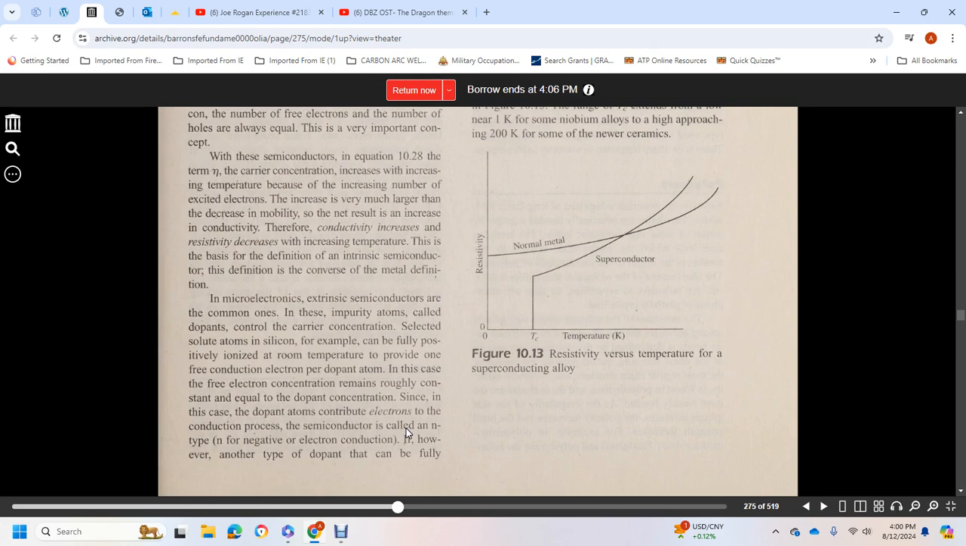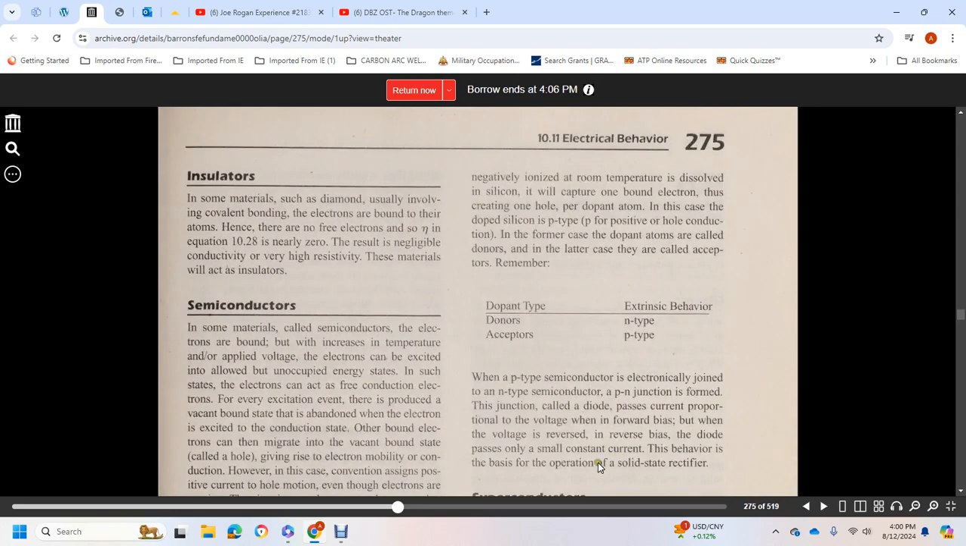It is called N-type, where N is for negative electron conduction. However, another type of dopant can be fully negatively ionized at room temperature when dissolved in silicon, and it will capture a bonded electron, creating one hole per dopant atom. In this case the doped silicon is P-type, or positive-type hole conductor. The former dopant atoms are called donors; in the latter case, they are called acceptors. Remember that the negative type uses donors and the positive type uses acceptors.